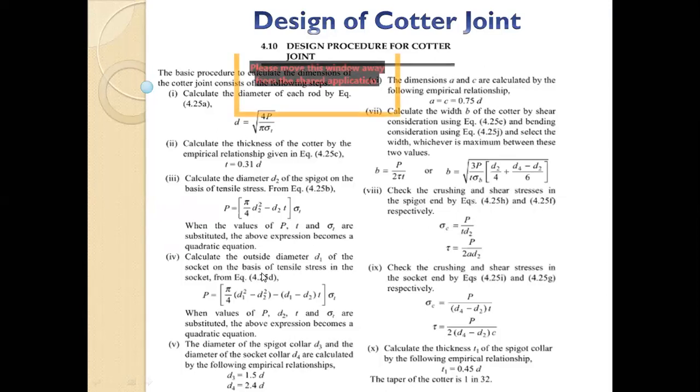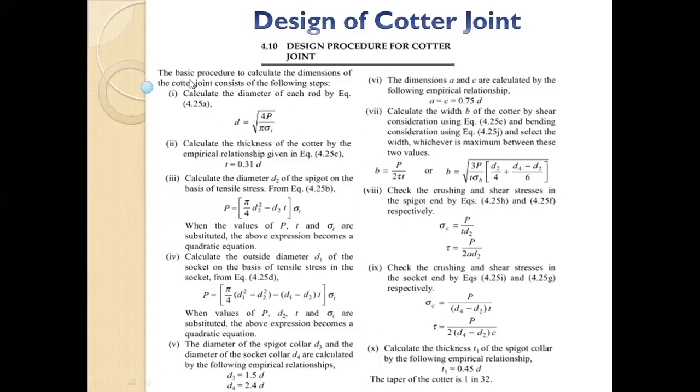Then we have to find A, B, C. B is the width of the quarter, A is the distance between the quarter and the end of the spigot, C is the distance between the quarter and the collar of the socket. Then for the quarter we have to find B and its thickness. Once we have all these dimensions, we can draw the diagram and our design will be ready. So whatever failures we have seen till today, we will use those to find the dimensions.